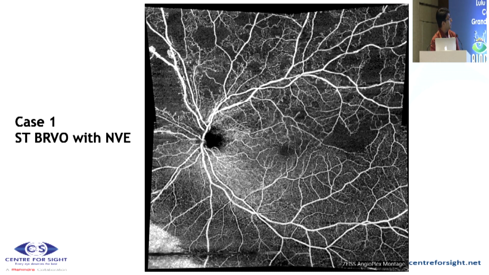So this is a supratemporal BRVO. You can see the multiple areas of capillary non-perfusion, a big area here. And you see superiorly, these are small neovascular patches which have been developing in these areas. So you can counsel the patient and ask the patient to undergo laser or anti-VEGF injections.